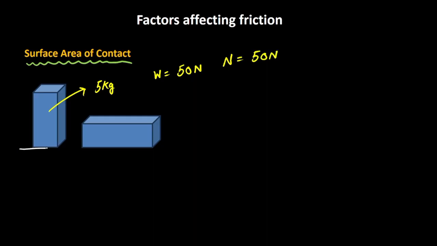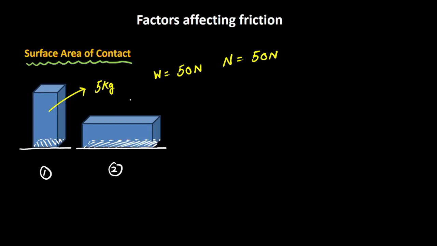In situation number one, the box is lying on the surface in this position, and in situation number two, the box is lying on the table, let's say in this particular position. First situation, when the box is lying on the table in this position, the surface area of contact would be this much area, and in the second situation the surface area of contact would be this much area.